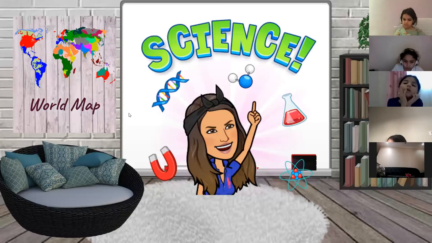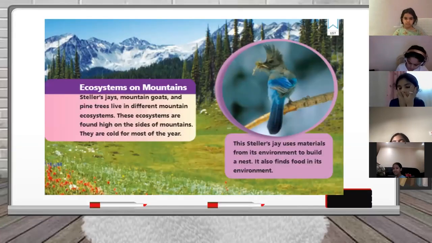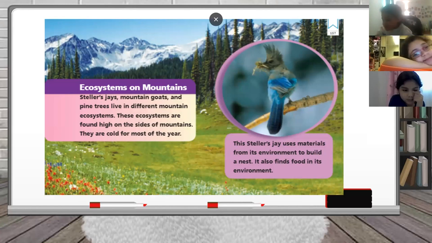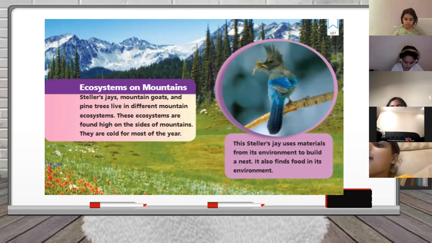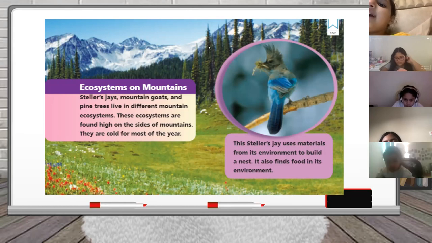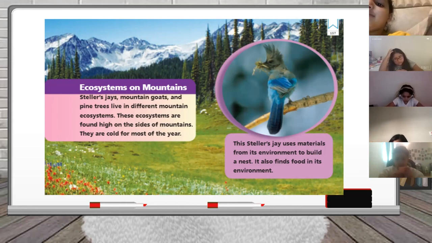All right, girls. Today we are going to learn about the different kinds of ecosystems. Take a look at this example. What do you see? Who can tell me? I see a bird. And I see some flowers. I see some mountains. I see some trees. I see some grass. I see some brown things on the grass. Excellent. Well done.